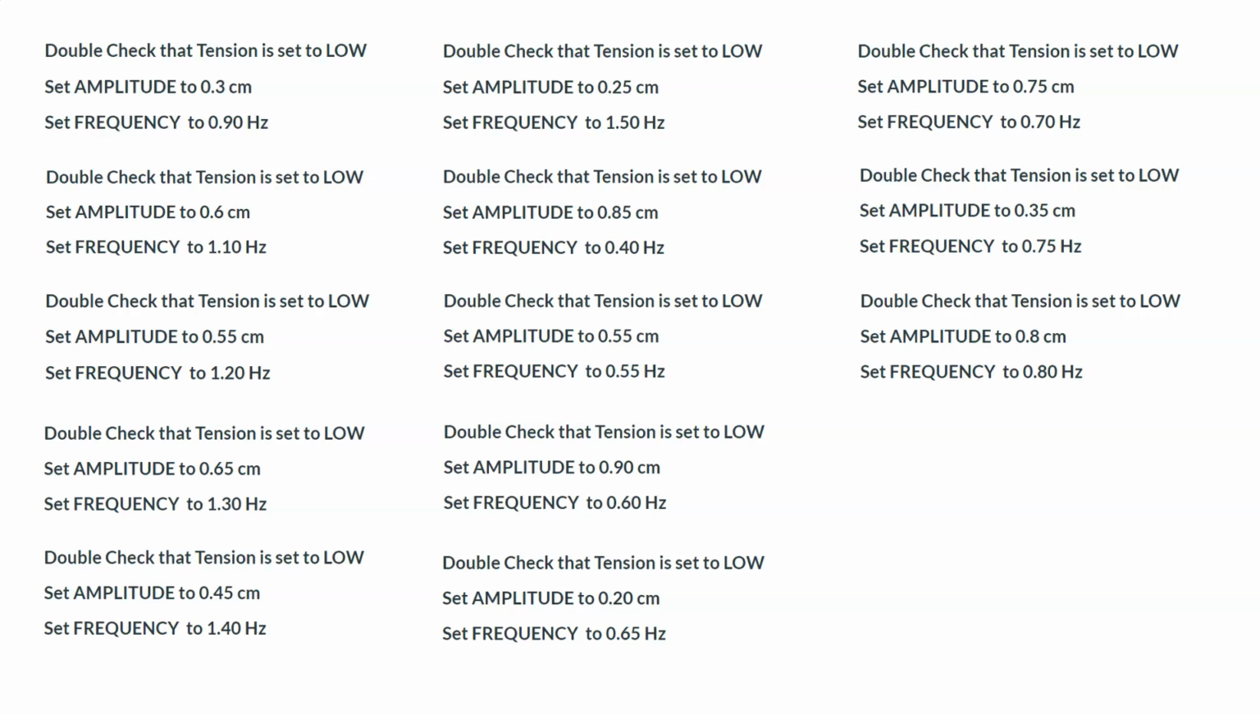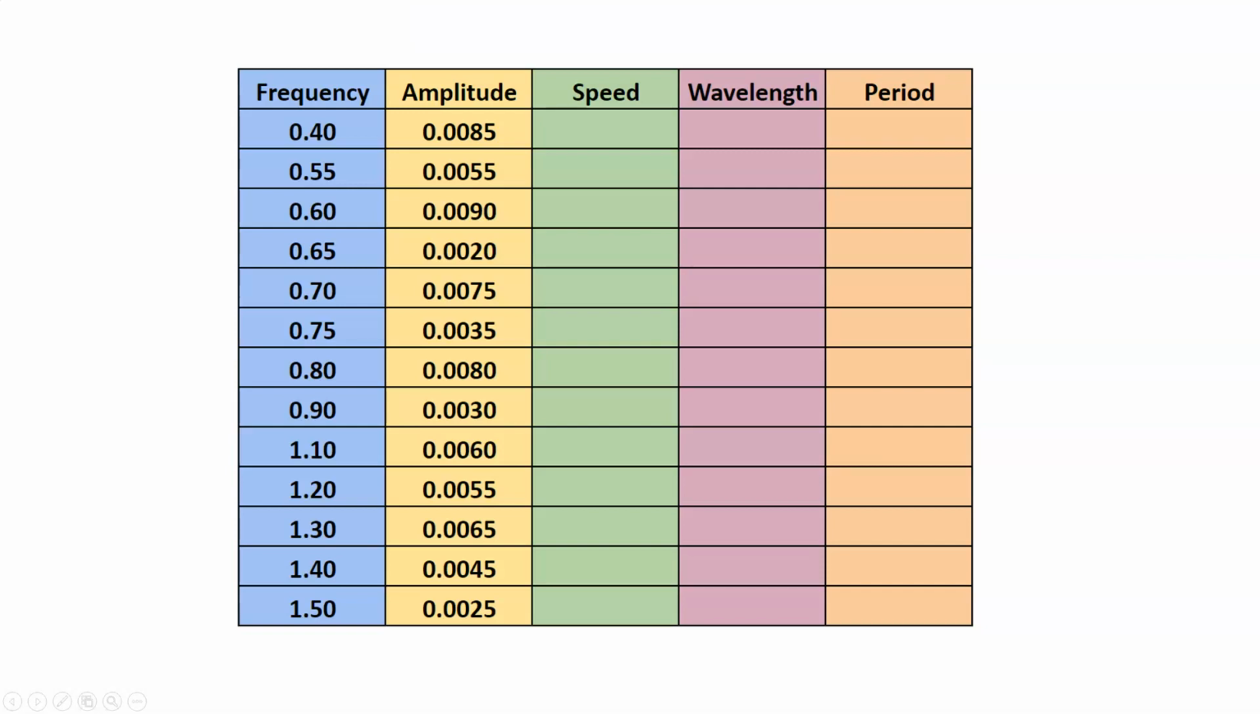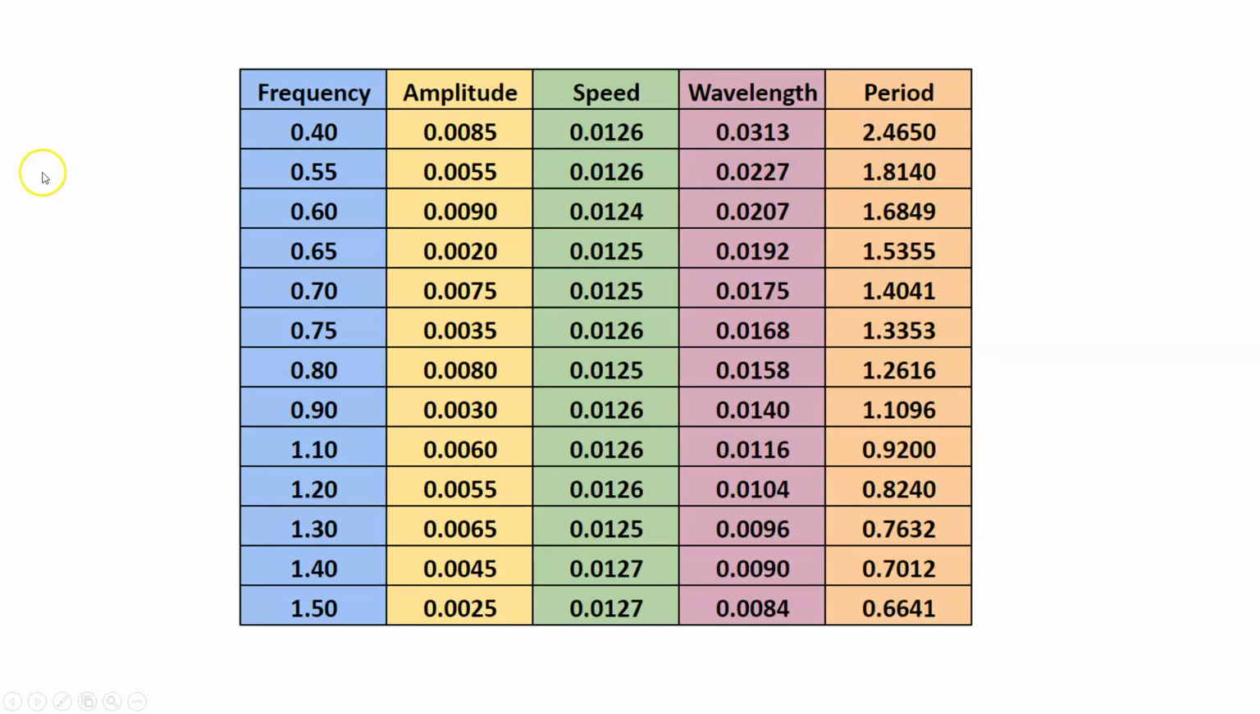There is one constant here though, and that is everybody was always instructed to set the tension to low. And we'll come back and talk about that, but that does have an effect on some things. So here is every combination of frequency and amplitude that was assigned, and then you all went through and filled out the rest of this. So we had this set of data and it allowed us to plot any column versus any column.